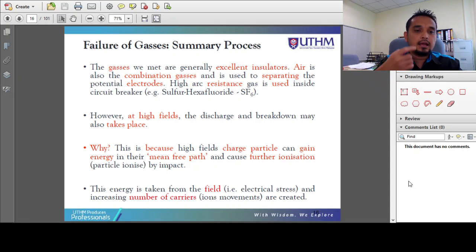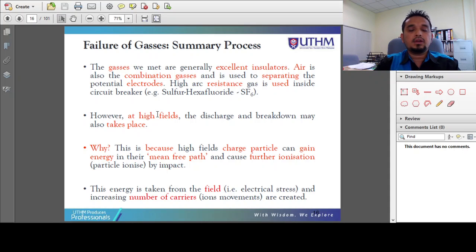First, we look into the failure of the gases. Obviously, gases in general are excellent insulators. Some gases have different dielectric strength and capability, as compared to air versus SF6. Obviously, SF6 has higher dielectric strength as compared to air. However, when dealing with high voltage, we cannot run away from the high electric field region.